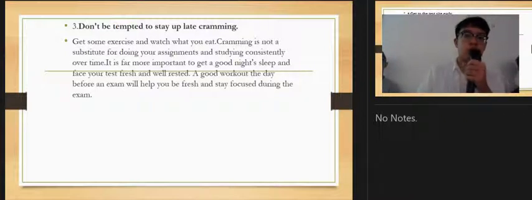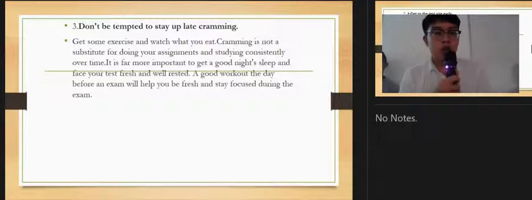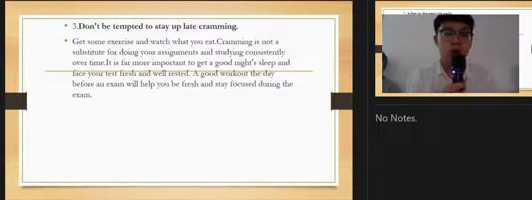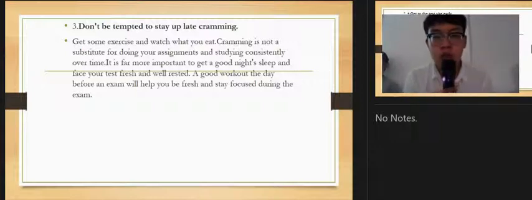And 3, don't be tempted to stay up late cramming. Get some exercise and watch what you eat. Cramming is not a substitute for doing your assessments and studying consistently over time.